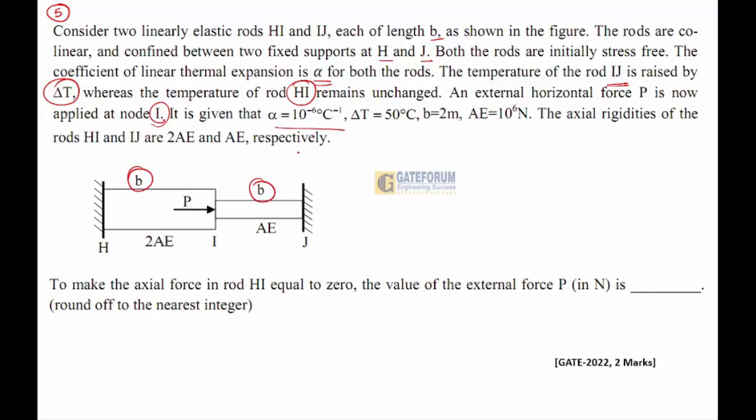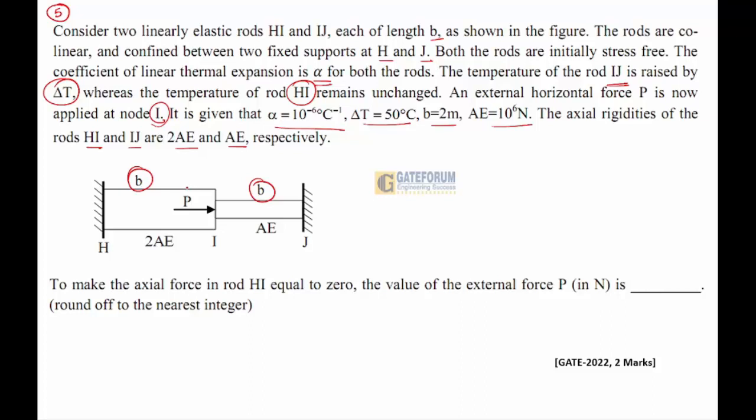For a given alpha equal to 10 power minus 6 per degree centigrade and delta T is 50 degrees, B is 2 meter and AE is 10 power 6 Newton. The axial rigidities of rod HI and IJ are 2AE and AE respectively. To make the axial force in the rod HI equal to 0, the value of external force P in Newton is dash. Generally, in the diagram shown to you, both ends are fixed.